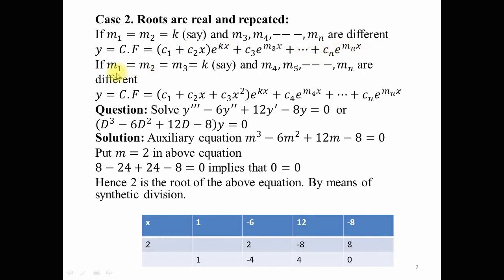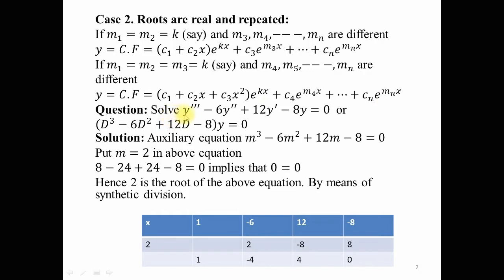And suppose m1 is equal to m2, m2 is equal to m3 is equal to k, and m4, m5 and so on up to mn are different roots, then the complementary function will be equal to c1 plus c2x plus c3x square into e power kx plus c4 e power m4x plus and so on plus cn e power mnx.